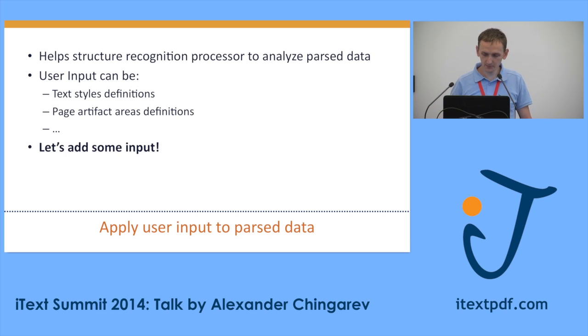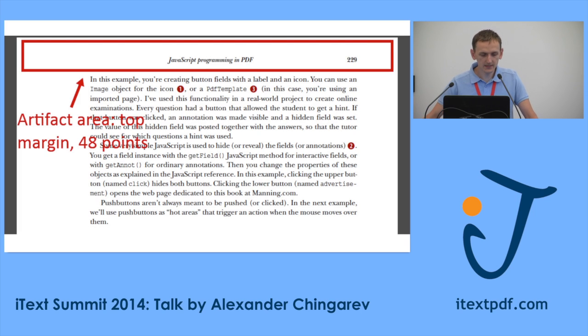So let's add some input, and this is the first user input. I just opened this document in Adobe Acrobat, and with the measure tool I have measured that the artifact area occupies the topmost 48 points of a page. So we are defining that the topmost 48 points is the page header area.